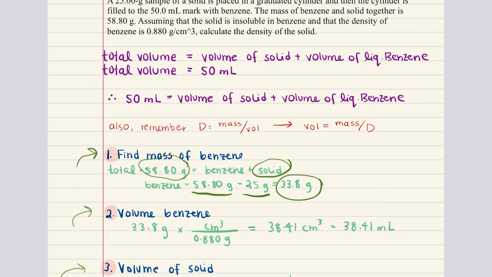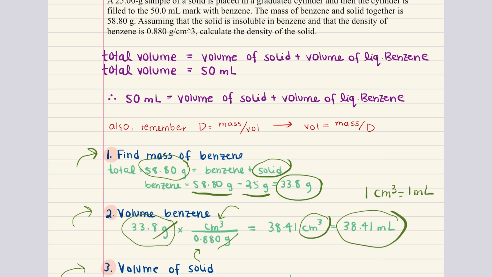Now let's figure out the volume of benzene. How do we do that? Well, we can use density to calculate the volume. We know the mass is 33.8 grams. We can use density by putting 0.88 grams in the denominator, cubic centimeters in the numerator. This way grams cancel out and we get our final answer in cubic centimeters, which is a measure of volume. When we do this, we get 38.41 cubic centimeters. Remember that 1 cubic centimeter equals 1 milliliter. So 38.41 cubic centimeters is equal to 38.41 milliliters. This we're going to use for the next step.